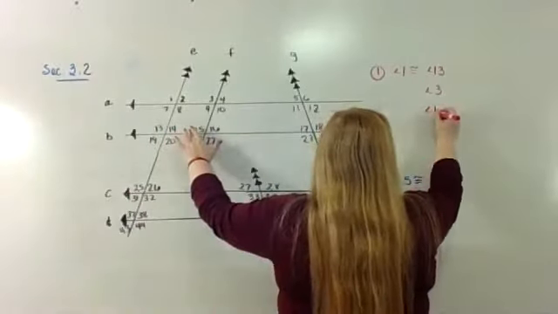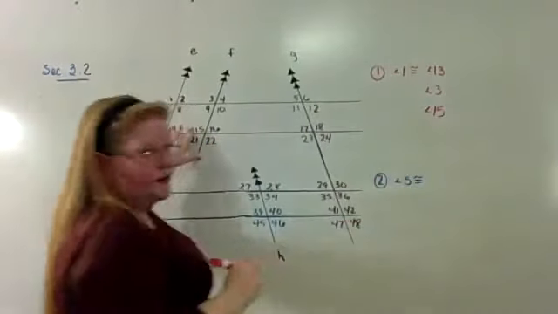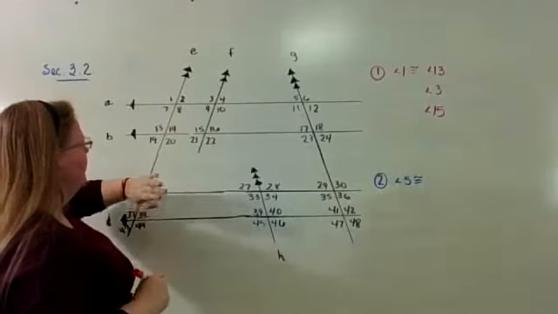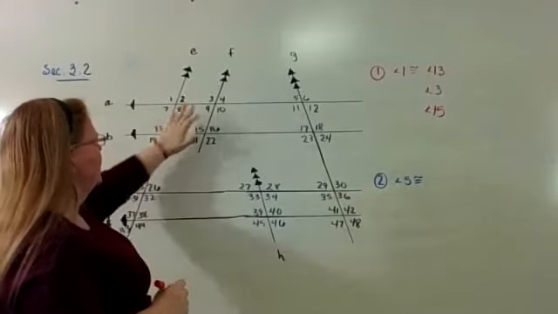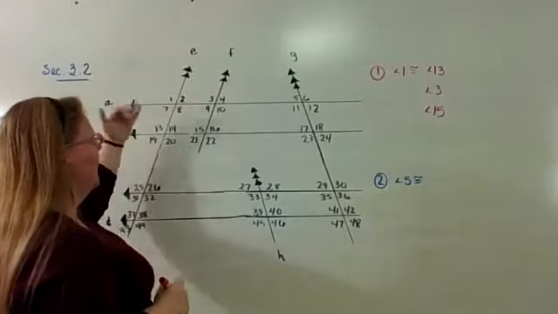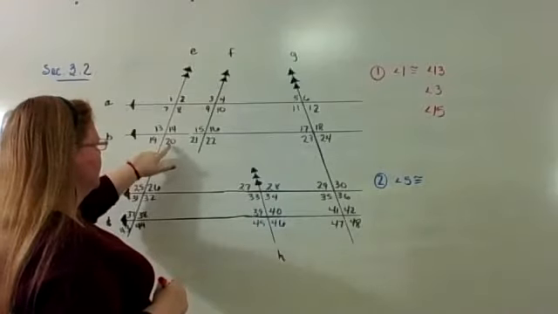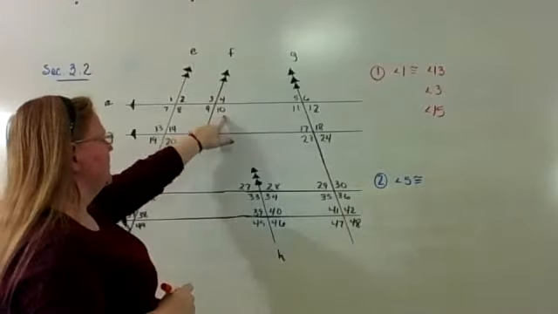So this is going to get to be a long list. And then if we have angle 15, angle 3, and angle 13, we've got to have the vertical angles to that. So that's angle 20, angle 22, and angle 10.